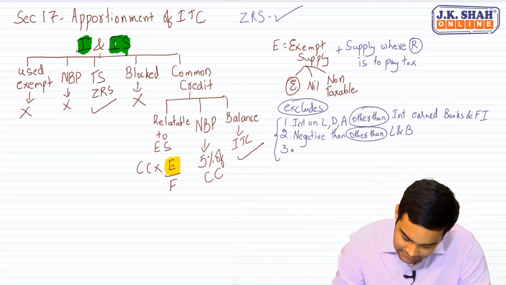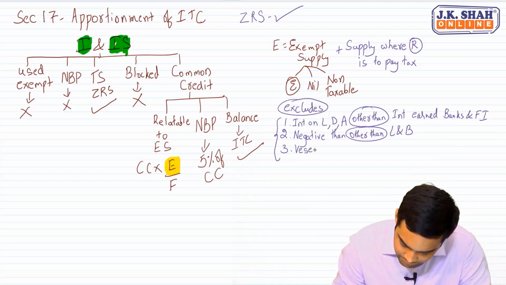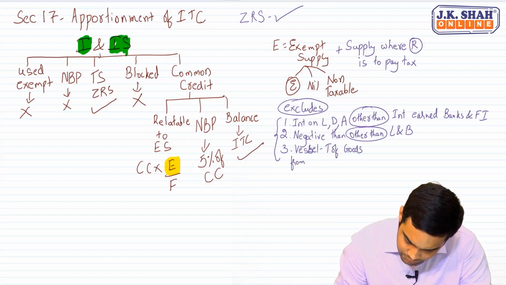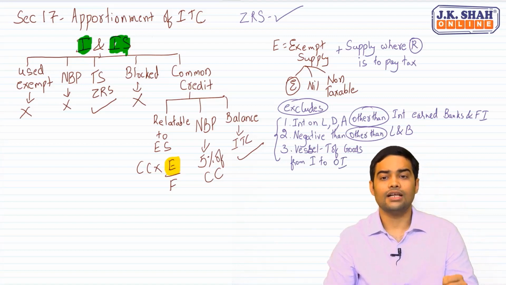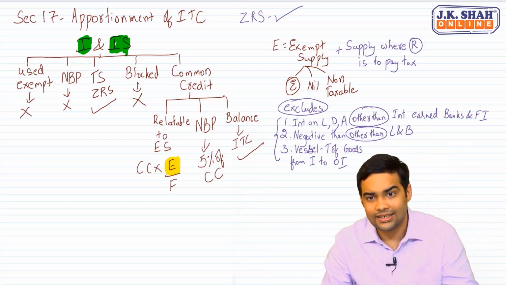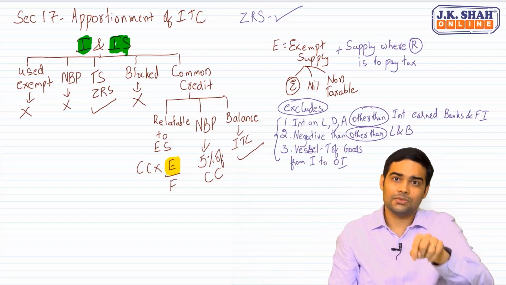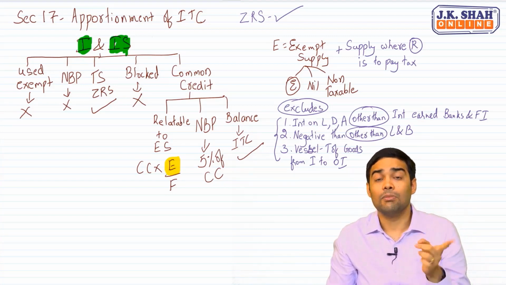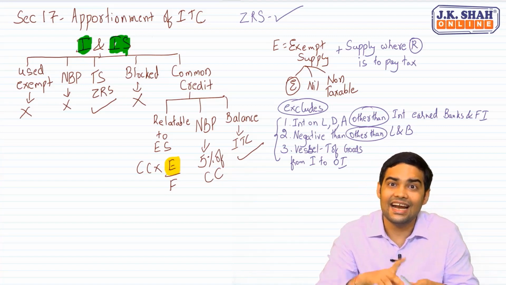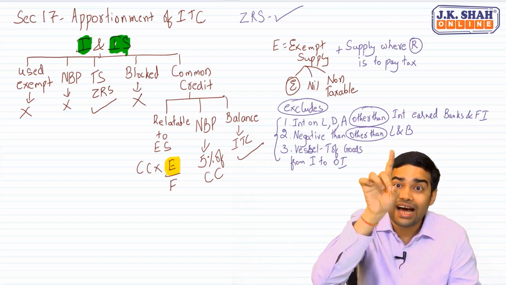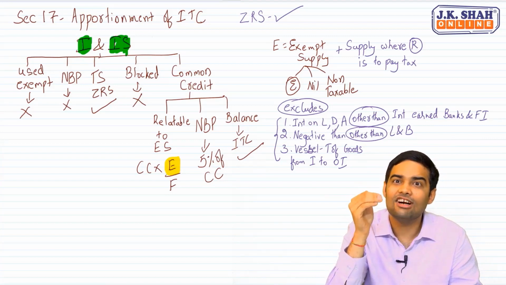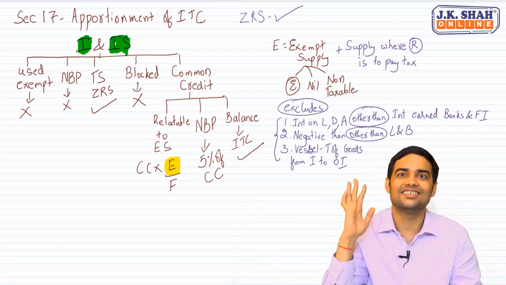Okay. And then the last one is vessel. Transportation of goods from India to outside India. See this very carefully. Transportation of goods from India to outside India. When I say transportation of goods from India to outside India, this is exempt. This is exempt, but it will not be considered as E. That means vessel operators are not required to do reversal of ITC for this.